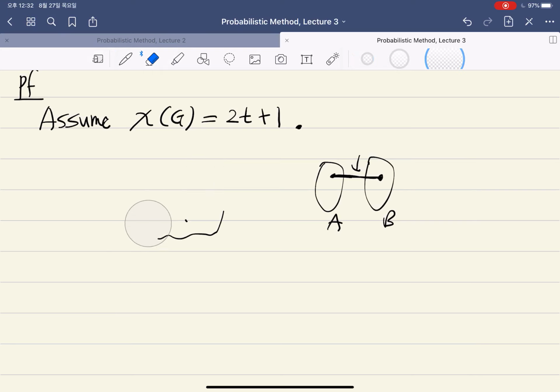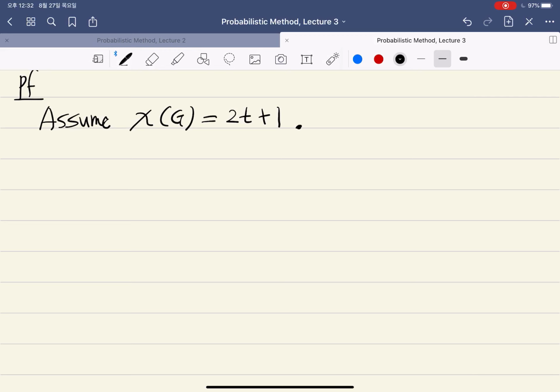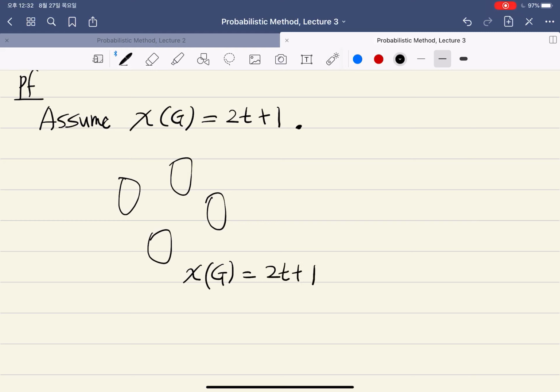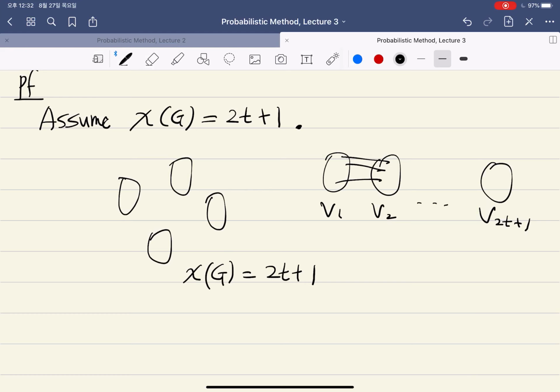So we can actually do that by using this chromatic number. If we know a graph G is, say, 2t plus 1 colorable, what it means is that you have a vertex partition so that all the edges are crossing between the parts, and there are no edges inside each part. These are all independent sets.